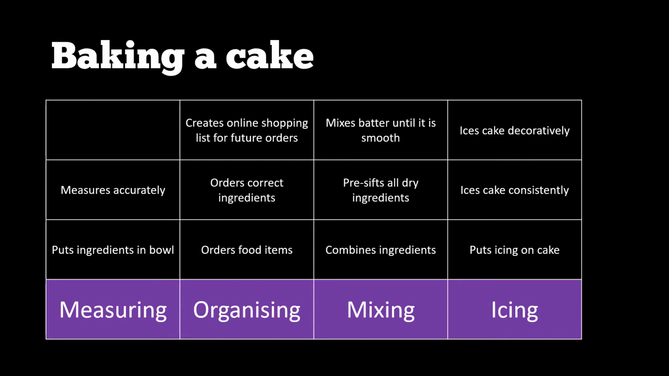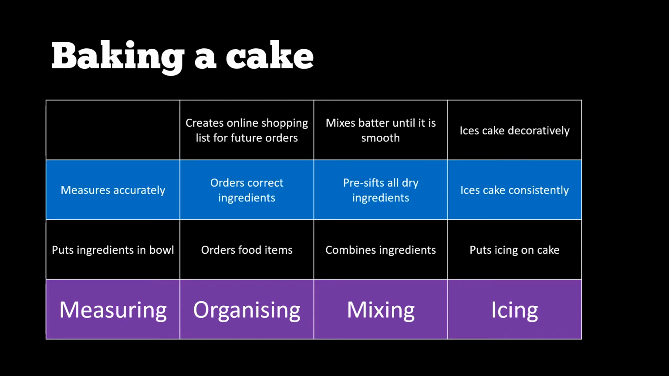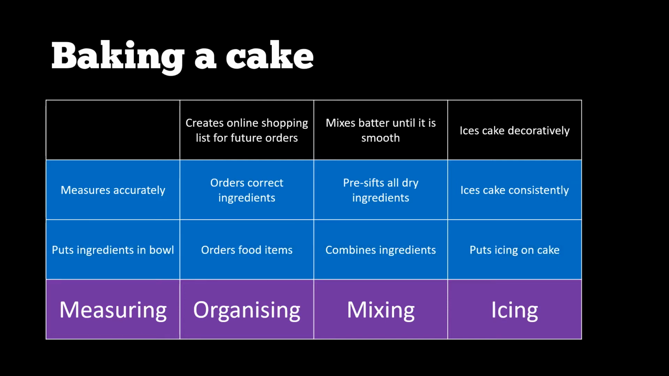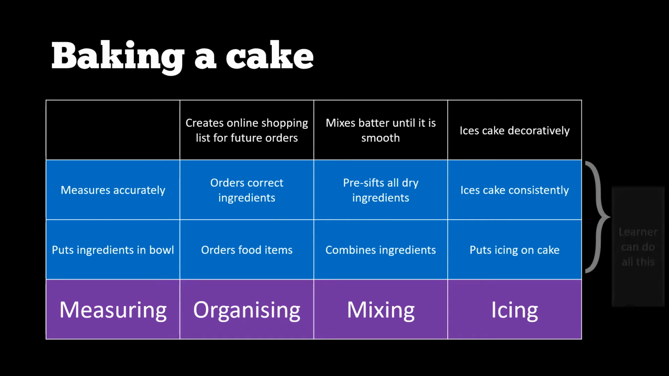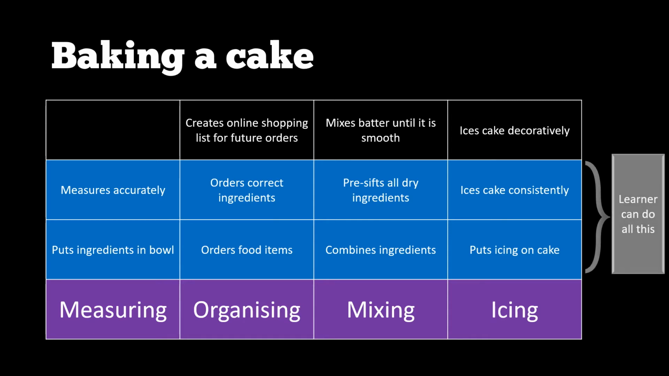So for an example, let's assume that the student was assessed as having done everything in blue. So we watch the student baking the cake and we decide that they've measured accurately, they've ordered the correct ingredients, they've pre-sifted all the dry ingredients and they've iced the cake consistently, but they haven't done the stuff above that. So in this example, it's assumed that the student can do everything up to what they were assessed at.